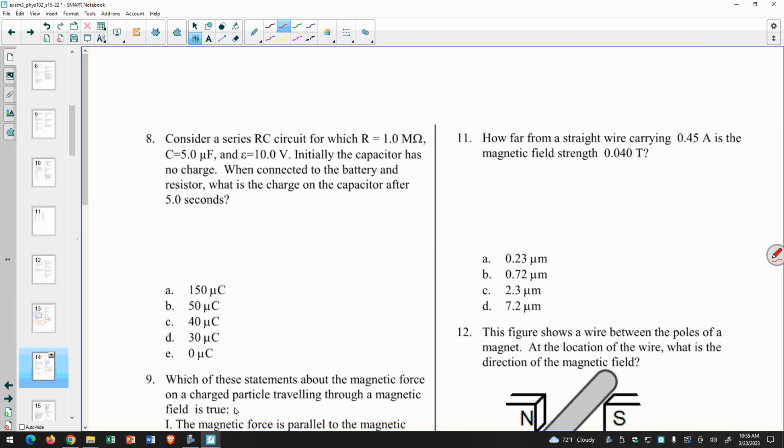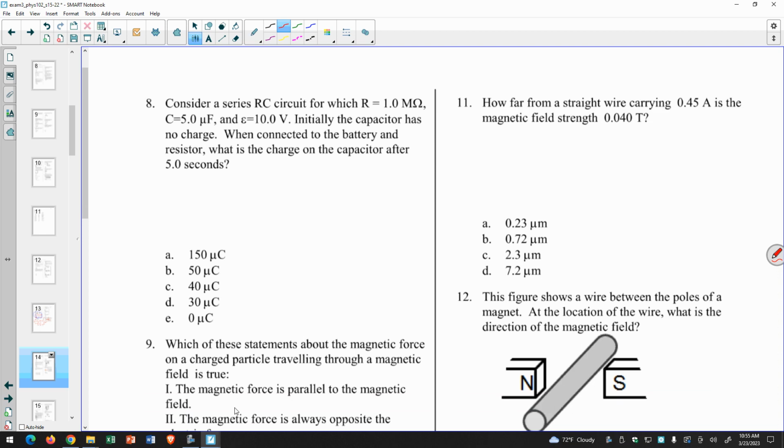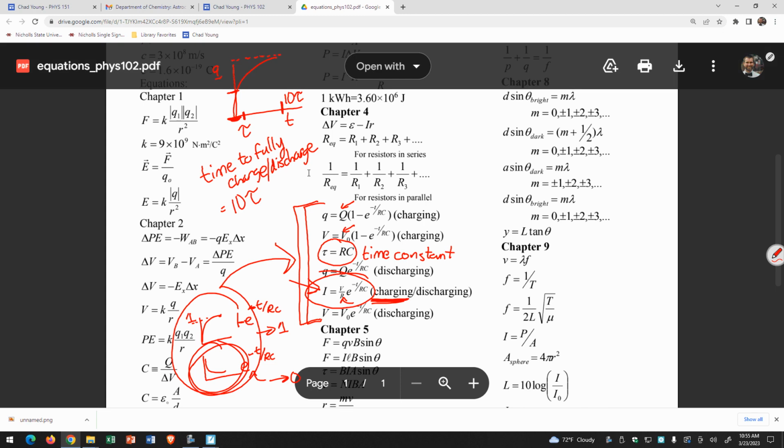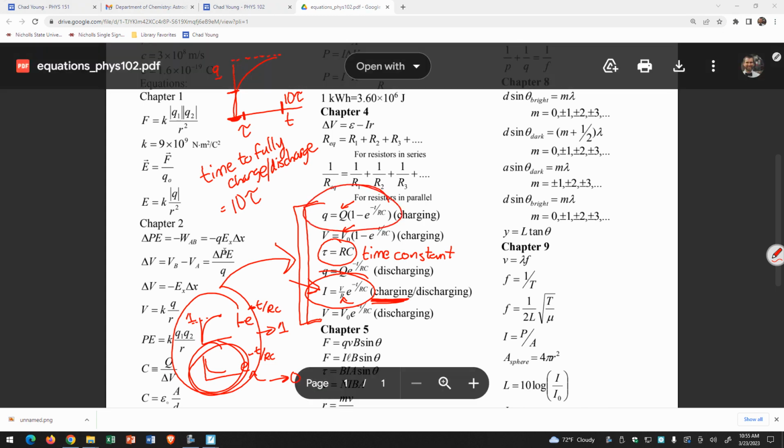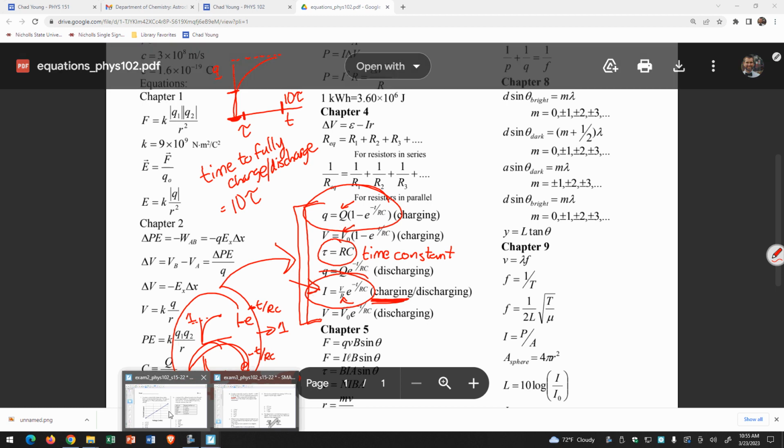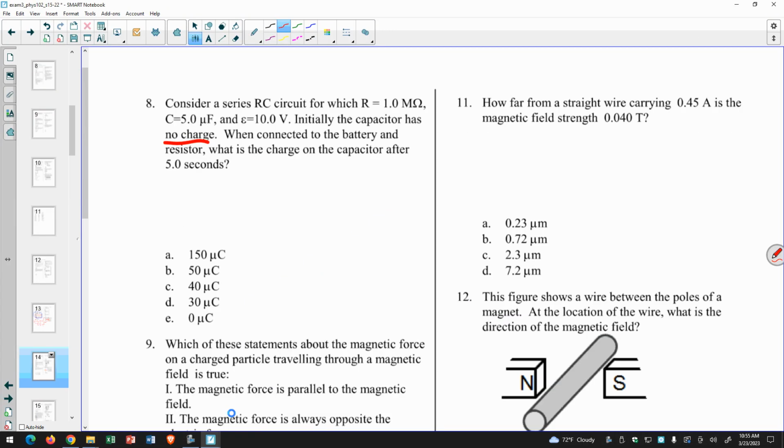The others, here you have to calculate the charge. Again, is this charging or discharging? Well, it says it initially has no charge, so that means that it's charging. Let's go back and look at that equation sheet. For a charging capacitor, I can calculate Q by that equation. So I know that Q is equal to big Q times 1 minus e to the minus t over RC, or tau.